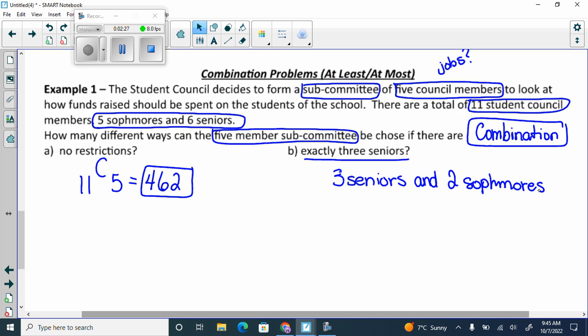So how many seniors are there? 6. And it's a combination of 3. And how many sophomores? 5. And I'm going to choose 2. So type that in: 6C3, 5C2.